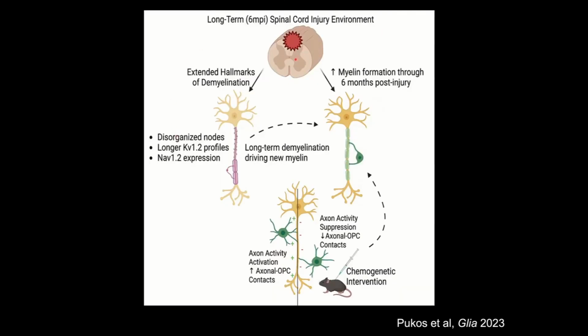So putting this together, this shows what we've shown collectively in this study so far. We have spinal cord injury. If we look in the long term after injury, we can see evidence of extended demyelination. So we see disorganized nodes, longer sodium channel and potassium channel profiles, and sodium channel switching to an immature phenotype. But at the same time, we also see evidence of long-term new myelin being formed throughout 6 months. So we see new myelin segments forming along some of these axons that probably lost their myelin. And then we know that we can take this process and drive it further by increasing axon activity.